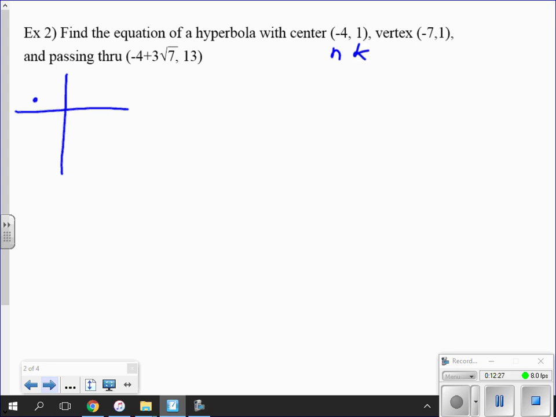So let me do this a little bit nicer. Negative 4, 1. We have a vertex at negative 7, 1. So we have this thing going on there. This is the center. This is a vertex point. So I know my vertex point is horizontally opposed, so I know it has to open this way. So I know I'm going to have another one over here. And I can figure that out, whatever.